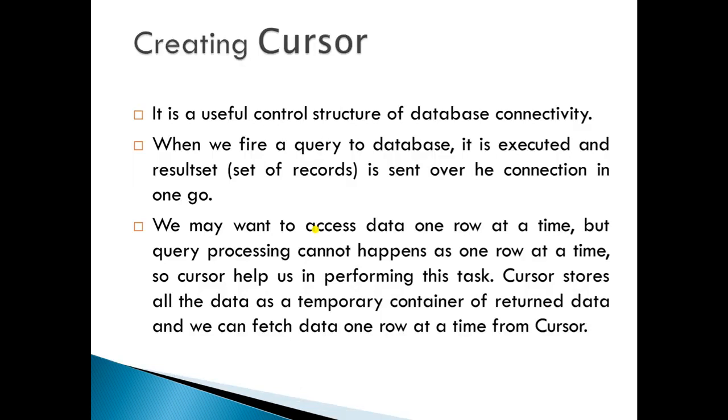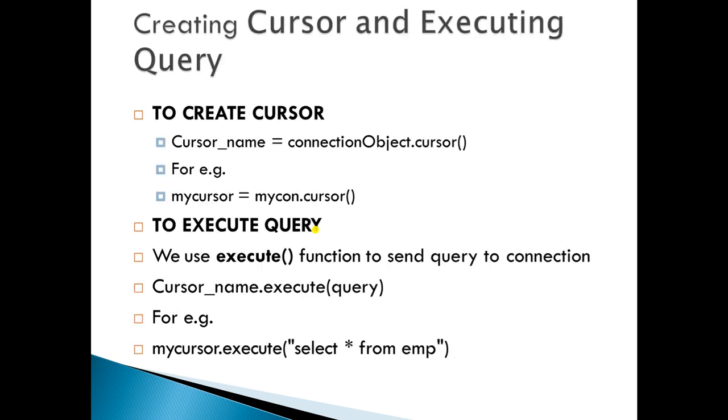Creating a cursor. It is a useful control structure of the database connectivity. When you run a query on the database, it is executed and the record is sent once you have made the connection. Now, creating a cursor and executing a query. How will you create the cursor? You write the cursor name, then the connection object dot cursor. So write mycursor equal to mycon.cursor. Then you have to execute the query by calling the execute function so that the particular query gets executed.